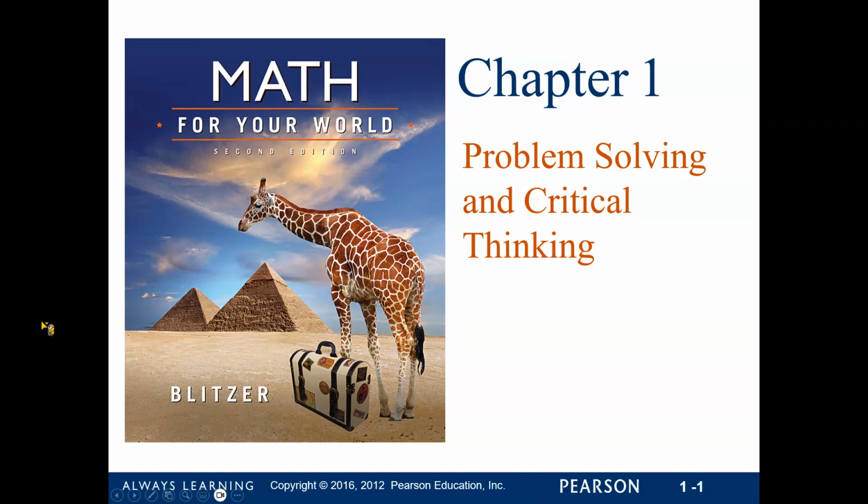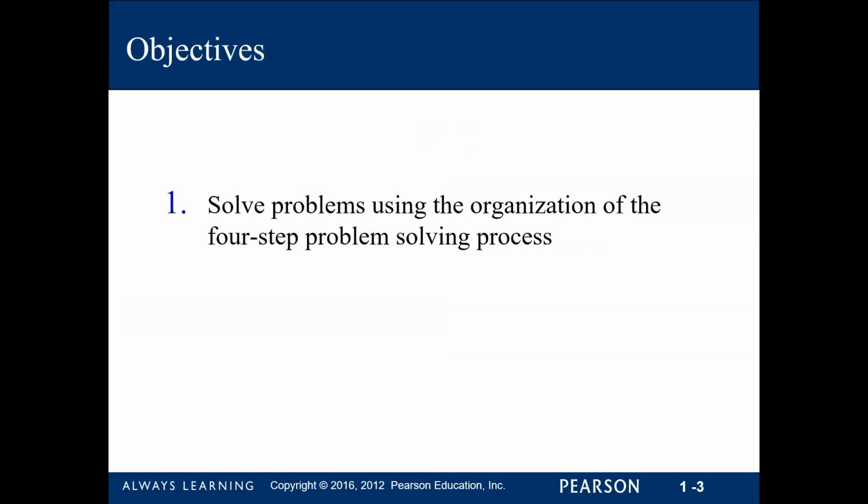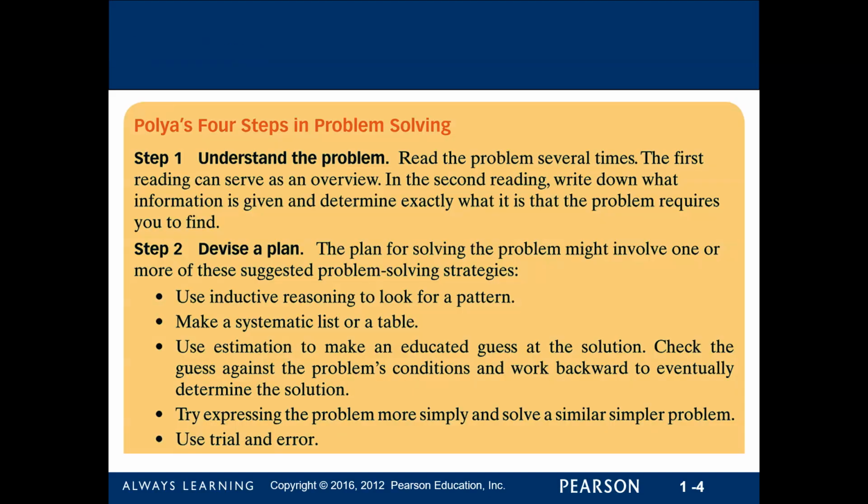All right, so this is now the next topic, last topic for chapter 1, and this is going to be about problem solving. So our objective is to solve problems using the organization of the 4-step problem solving process. When we are talking about problem solving, there are 4 steps that we need to remember so that we can accurately find the solution or answer for our problem.